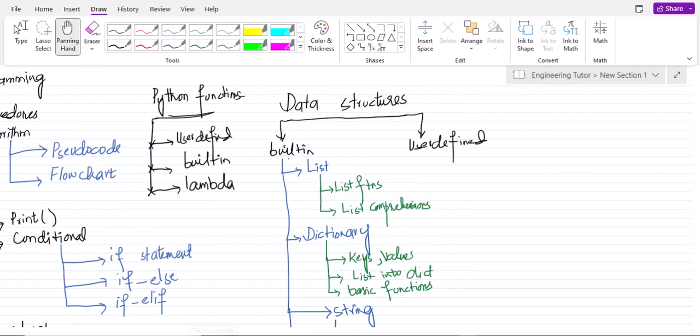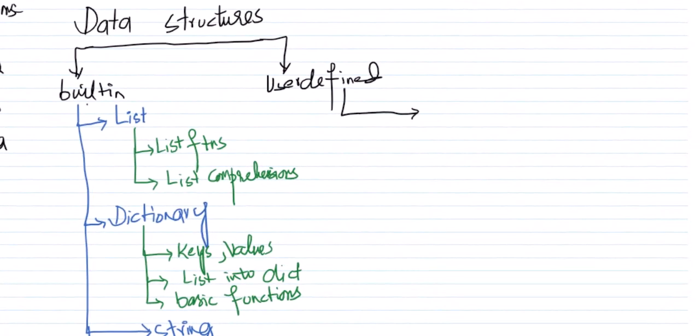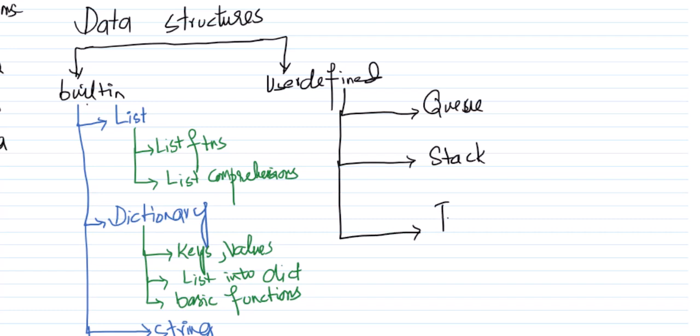And this is all about the built-in data structures. After it, we didn't discuss the user defined data types, and in our next series we will talk about it. So what are basically the user defined data types? These are basically the queues, stack, similarly trees, and the last one and the very important one are the graphs.